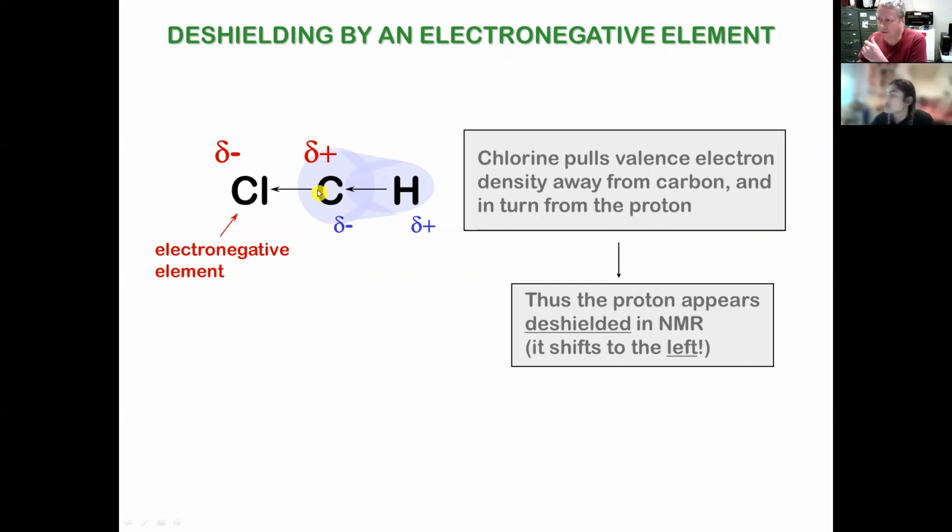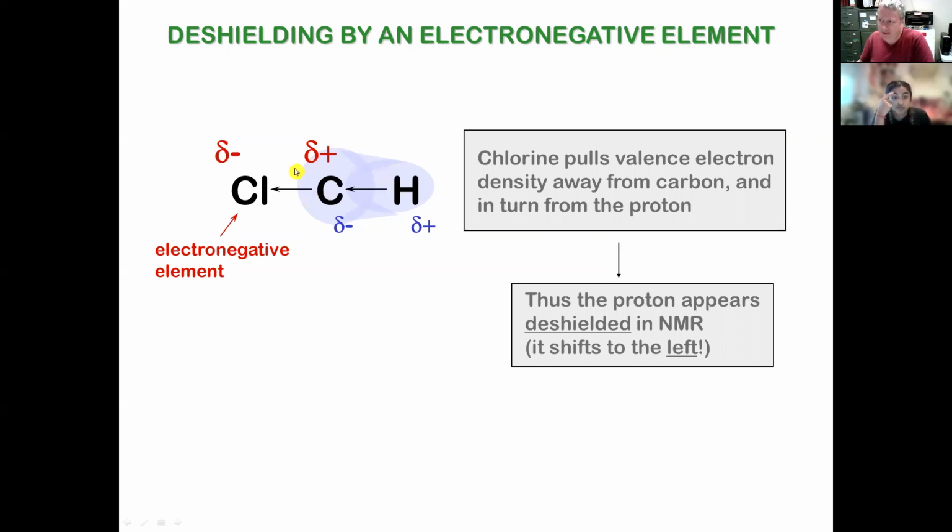So what does a chlorine do? It sucks those electrons away. And if the Cl is pulling the electrons away from the CH, then there's fewer electrons around the H and less shielding, or you could say deshielding. Deshielding by an electronegative atom. This is a really cool, easy way to explain it.